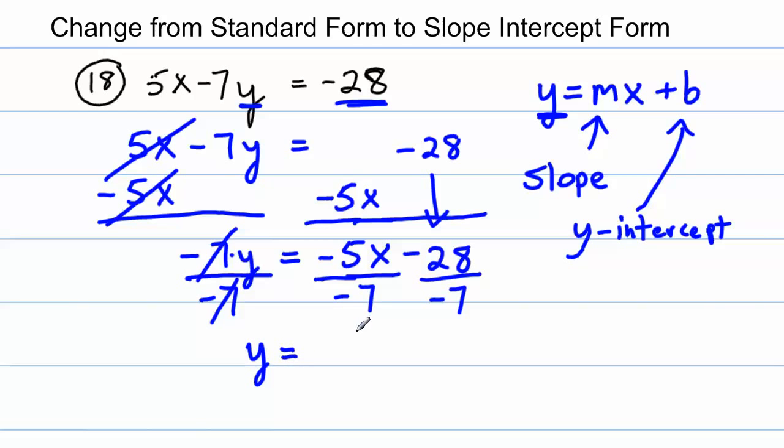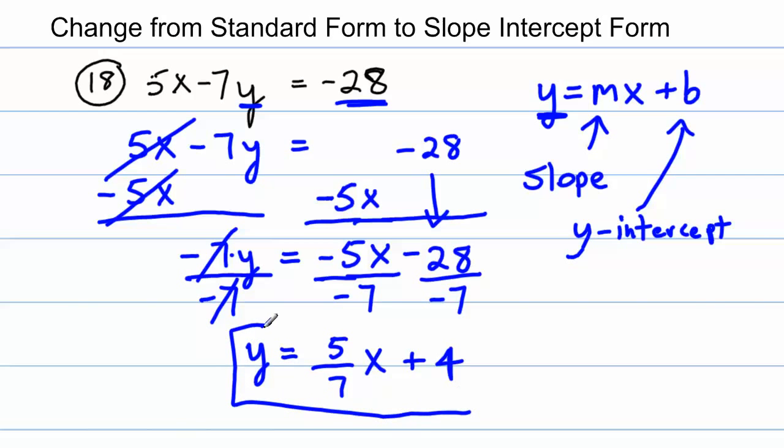And now on the right side, just be careful, we have negative divided by negative. Can't simplify those. 5 and 7 have no common factor other than 1. So we leave it like that. And then a negative 28 over negative 7. Hopefully you recognize that there's 4 7s in 28, so it's just plus 4. So that's our final answer here: y equals 5/7 x plus 4.